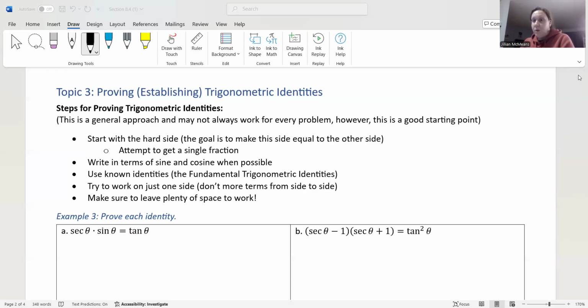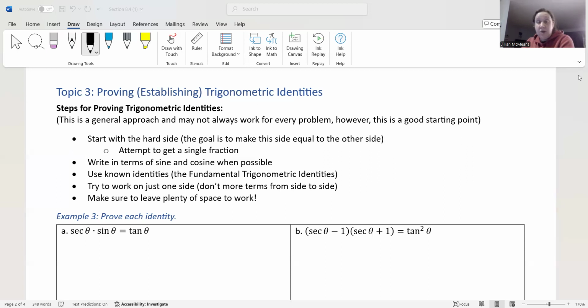It is also really helpful, if possible, to try to write things in terms of sine and cosine, because things with sine and cosine can be really nice, easy to work with. Use known identities. Those are the fundamental identities of trigonometry that we have on the first page of this note set. Think about those, and see if you can use those or find ways to manipulate them to where they do work for you. Try to work on just one side of the identity. Look for the nastier side that's got more going on, and stick with that and keep doing steps to it until you simplify it all the way and it equals the other side.